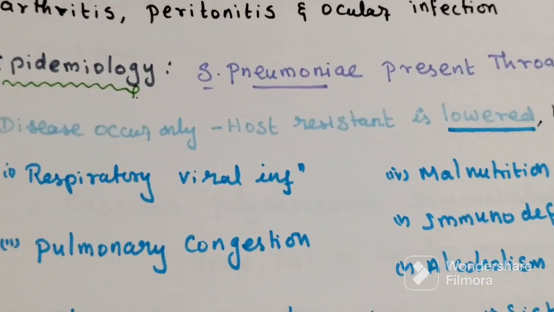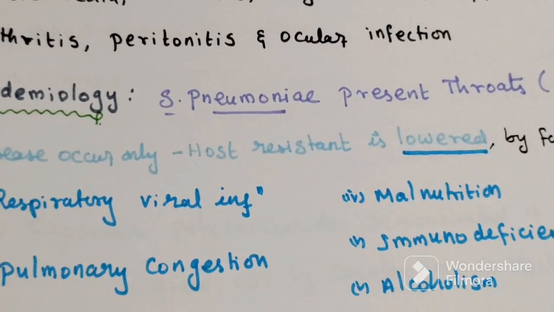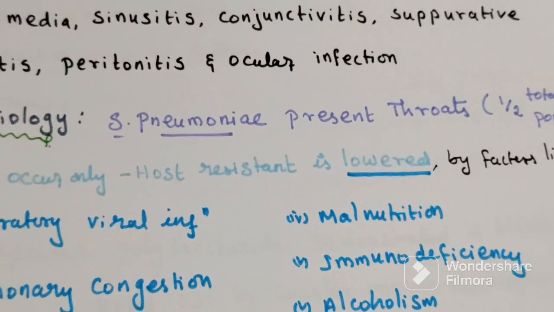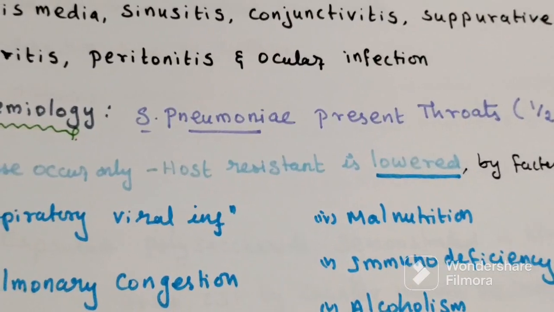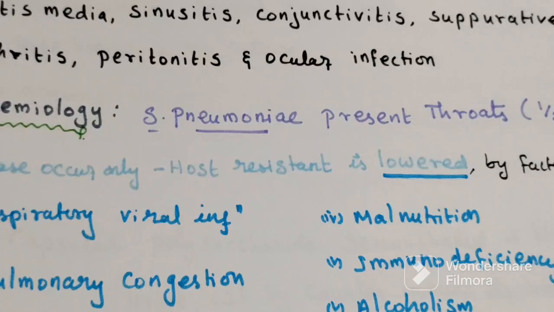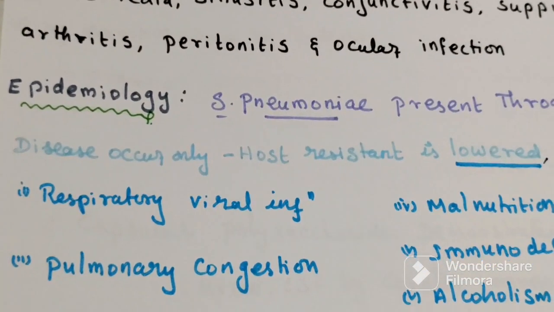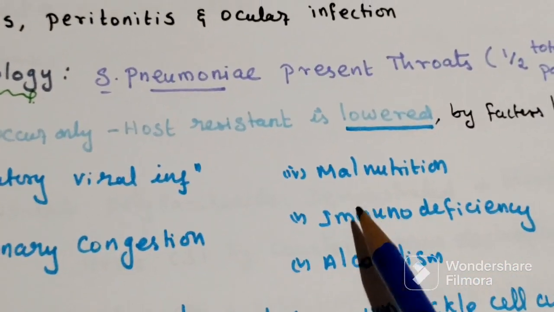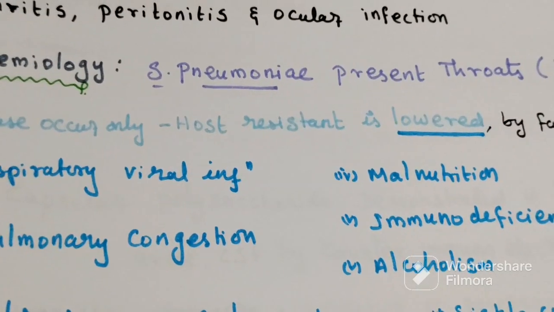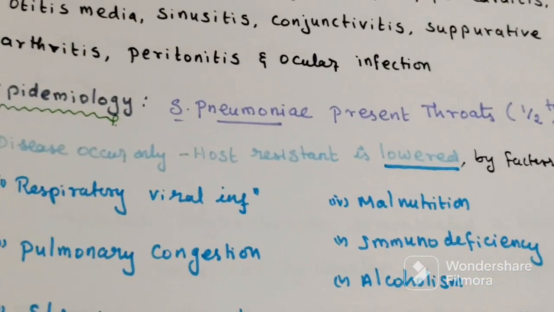Epidemiology. Streptococcus pneumoniae is present in the throat of approximately half of the total population. But the disease manifests only when host resistance is lowered by factors like respiratory viral infection, pulmonary congestion, stress, malnutrition, immunodeficiency, alcoholism, splenectomy, and sickle cell anemia.